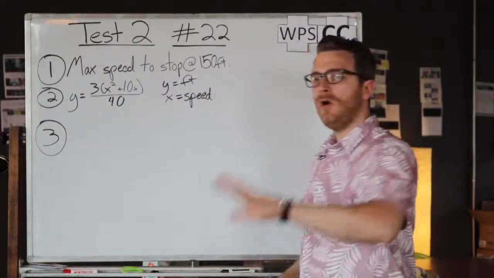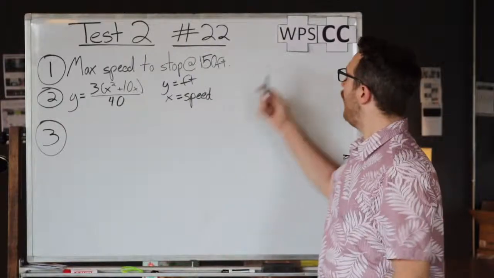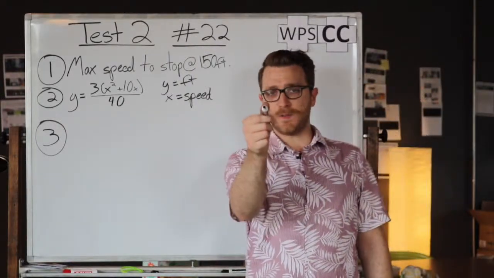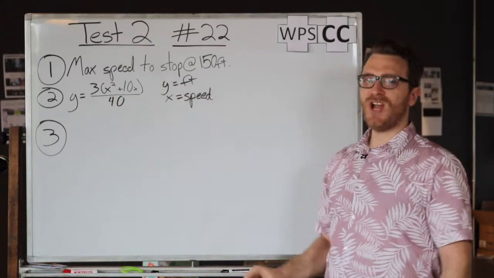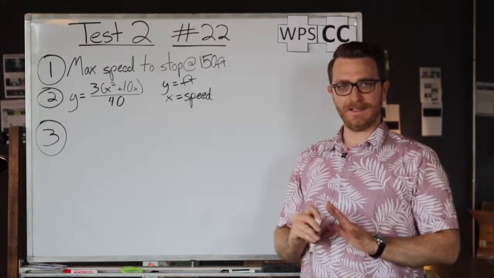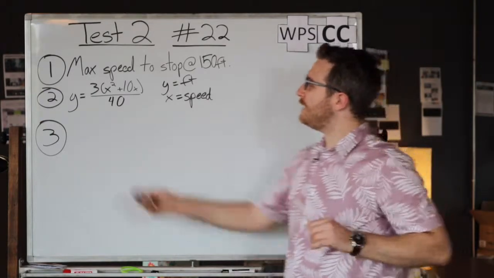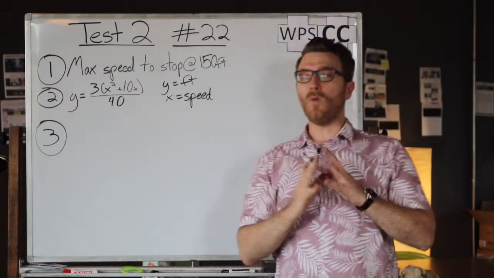Excellent. So here we got a word problem about Damien's incredibly fast, cool car. Now my boy Damien wants to know, what is the max speed to stop at 150 feet distance? Okay? That defines what is step 1 of our word problem strategy.